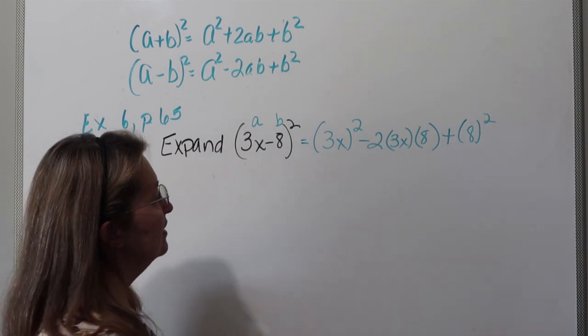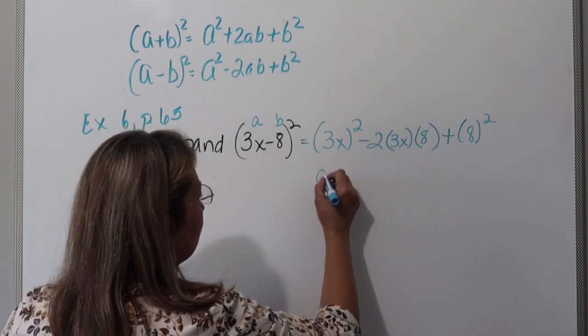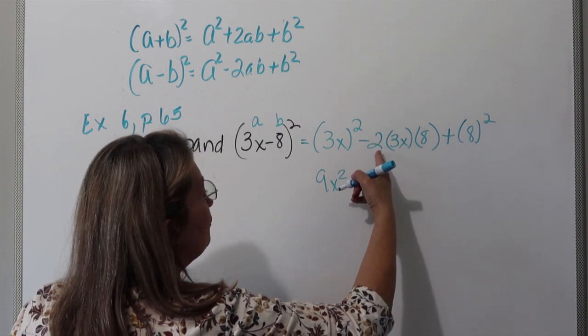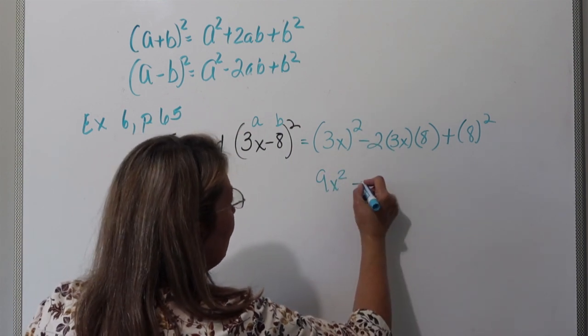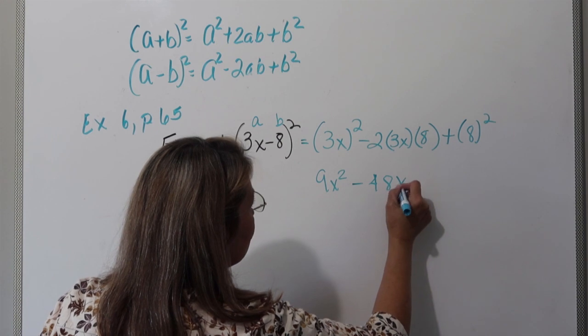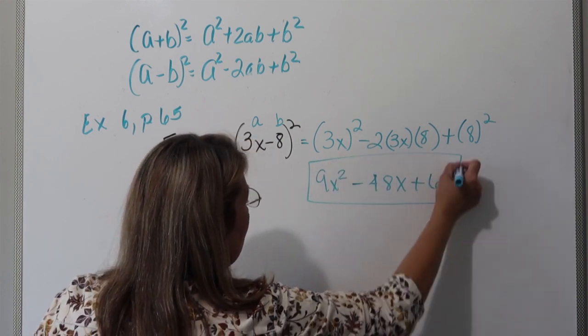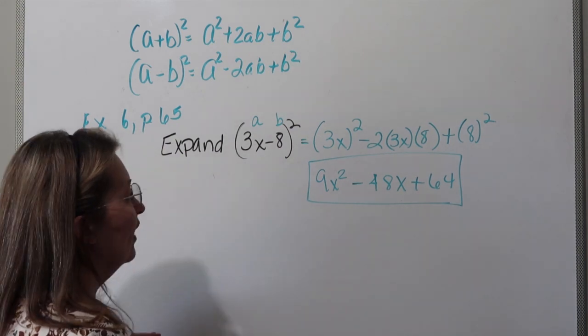Alright, now let's simplify this. What is 3x squared? 9x squared minus, alright, 2 times 3 is 6 times 8 is 48x, and then 8 squared is 64. So that's going to be your final answer.